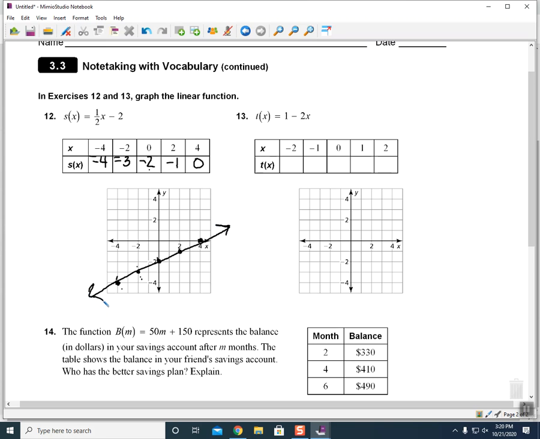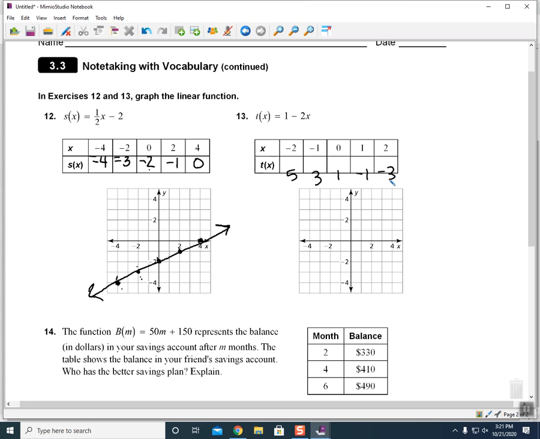Do the same thing over here. So I've got 1 minus 2 times -2, which is 1 minus -4, which is like 1 plus 4, so that'll give me 5. 2 times -1 is a -2. 1 minus a -2 is going to give me a 3, going down by 2 every time, right? So this will be 1, this will be a -1, this will be a -3.